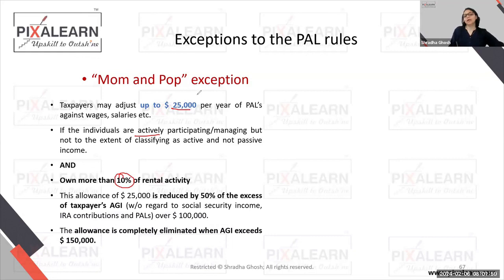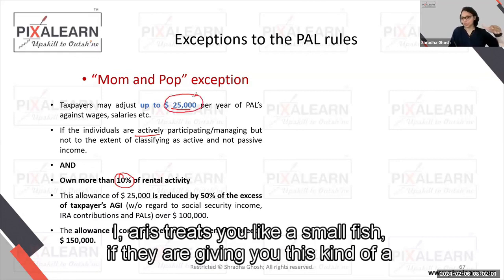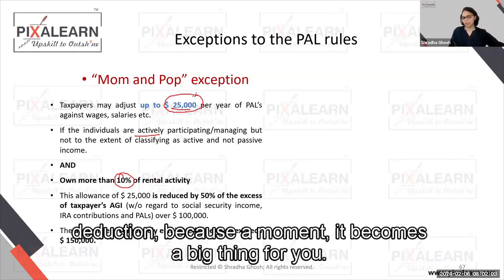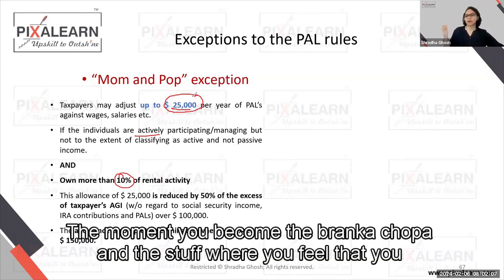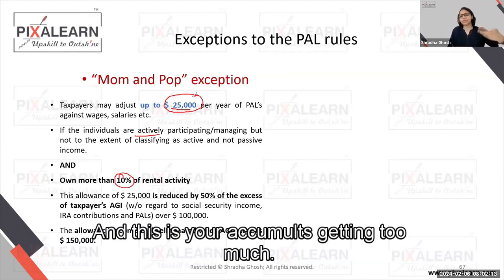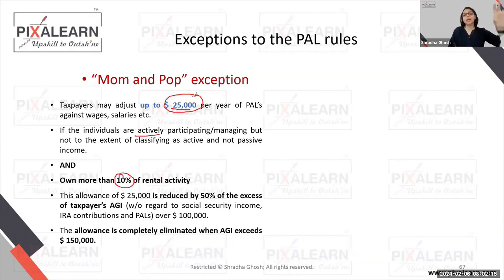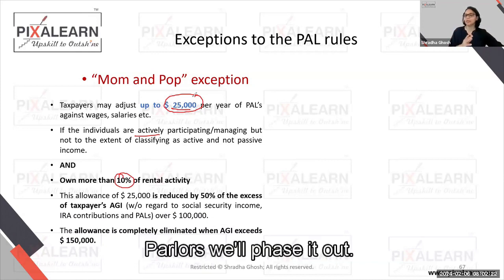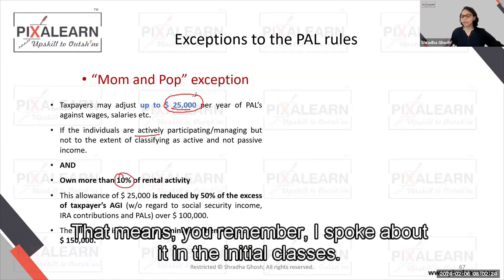But remember, IRS treats you like a small fish if they're giving you this kind of a deduction. Because the moment it becomes a big thing for you, the moment you become the Priyanka Chopra and you feel that you can have 10 properties and put all of them on rent, and it's getting too much, you don't need this exception. I will roll it back. That's called a phase out in US parlance. We'll phase it out. You remember I spoke about it in the initial classes.